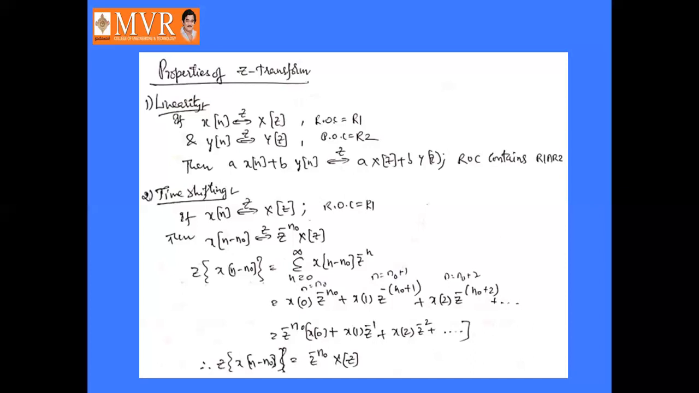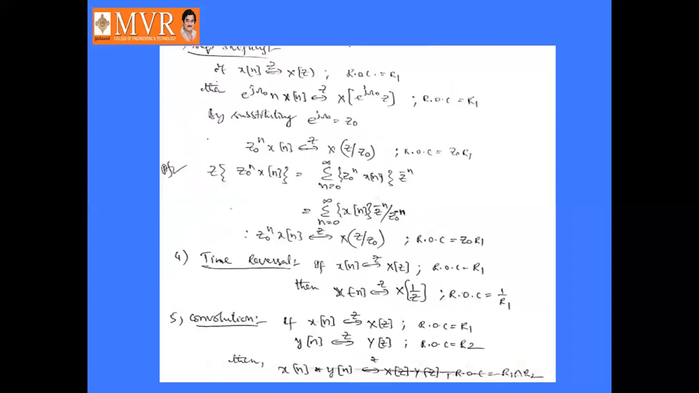So this is nothing but the z transform of x of n minus n naught, z power minus n naught into x of z. Next, frequency shifting property. If the z transform of x of n is x of z, then the z transform of e power j omega naught n into x of n is nothing but x of e power minus j omega naught into z.